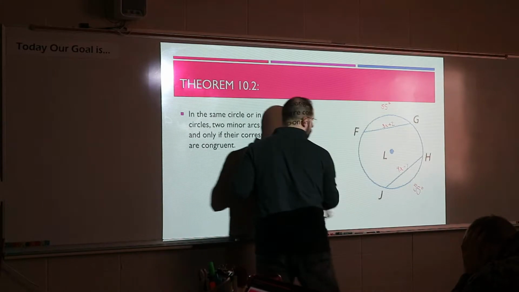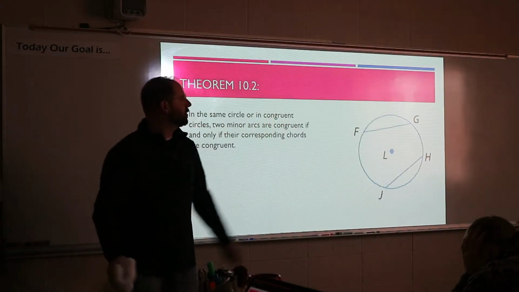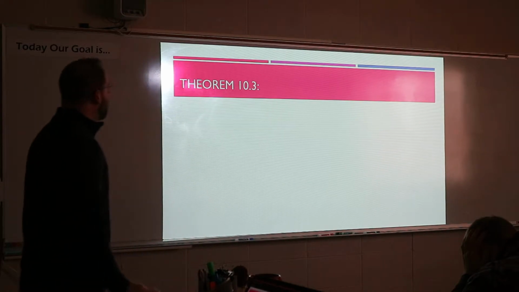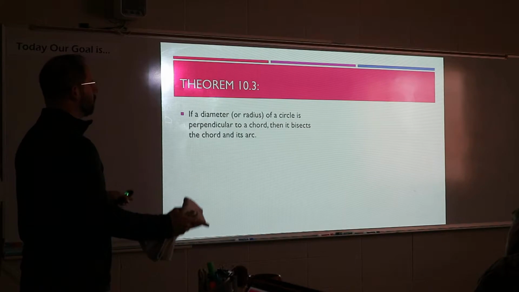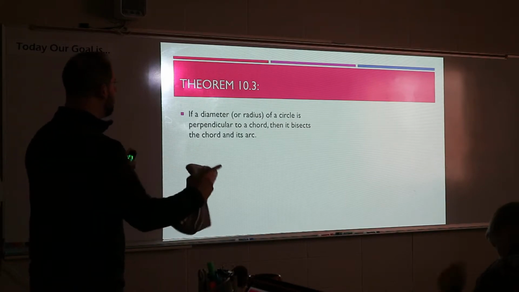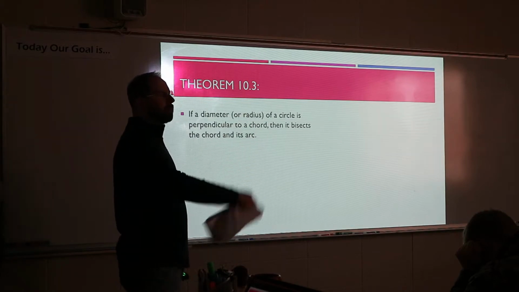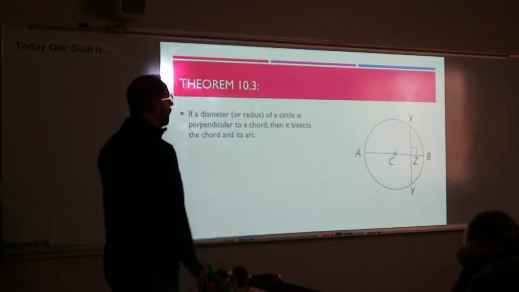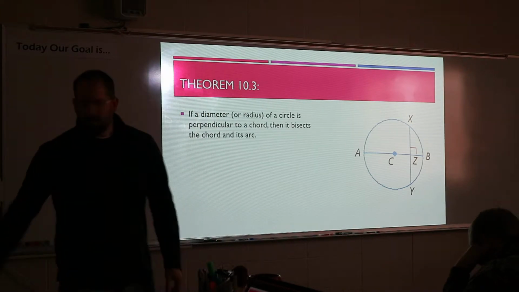So again, that was my quick review of that theorem we did yesterday. 10.3, this is the one we also did yesterday. This one talked about if a diameter or radius is perpendicular to the chord, so it's at 90 degrees from the chord, it will cut the chord into two equal parts, and the arc is also cut into two equal parts.